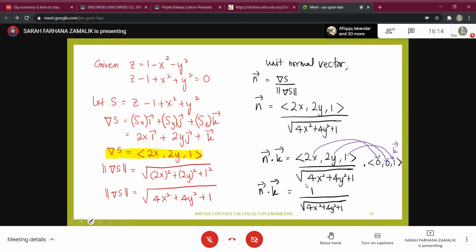So nanti nak substitute dalam kita punya surface integral, jangan lupa kita nak guna yang ni dengan yang ni. So that's why find first, so that easier bila nak substitute dalam surface integral.